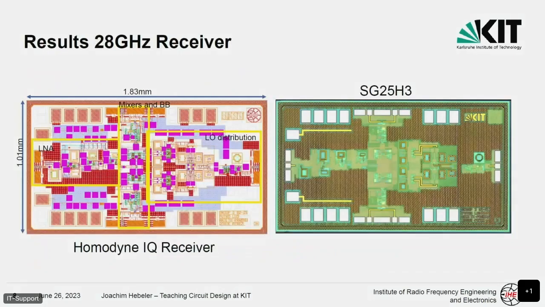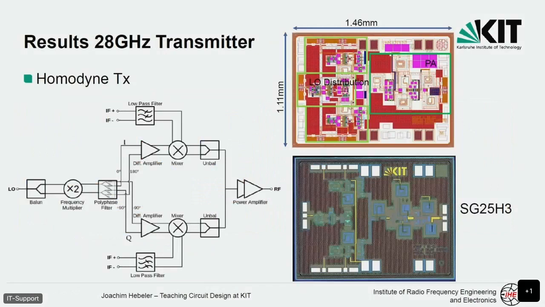So, and what are the results? Well, we had some groups. There's the group of 4 people that built a 28 gigahertz heterodyne or homodyne IQ receiver. This is an SG25H3. This we did in 2021. Interestingly enough, we also have the matching 28 gigahertz transmitter, also homodyne. This is a group of 2 people, or 3 in the end. And they got these circuits manufactured, did the tape-out.